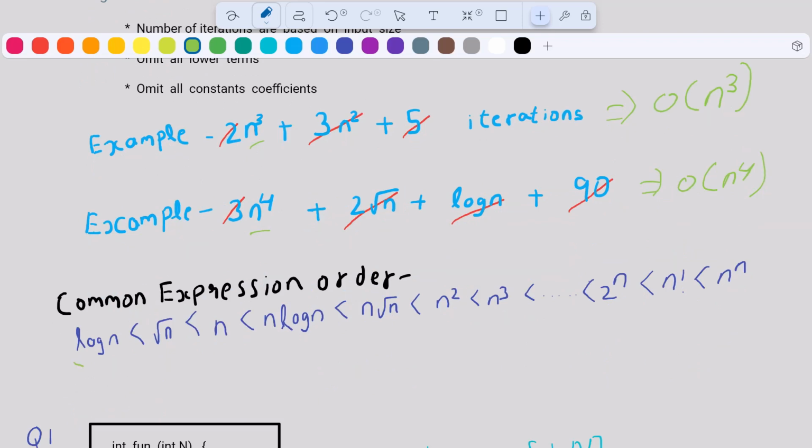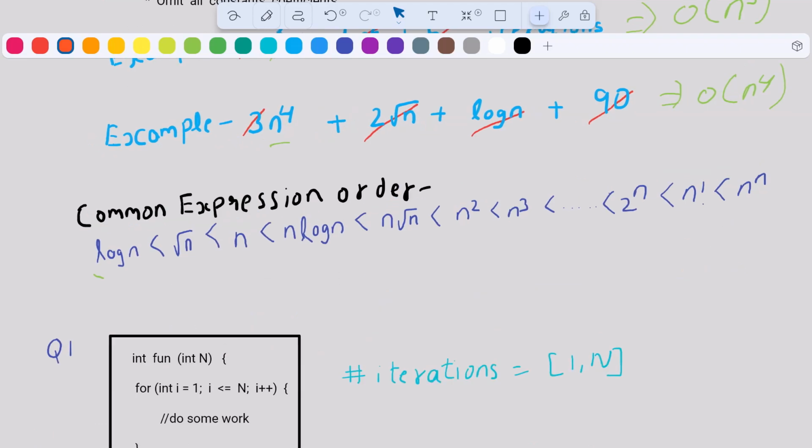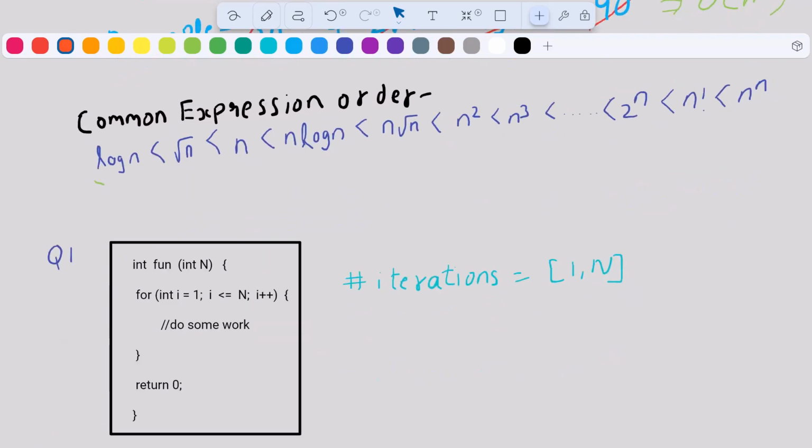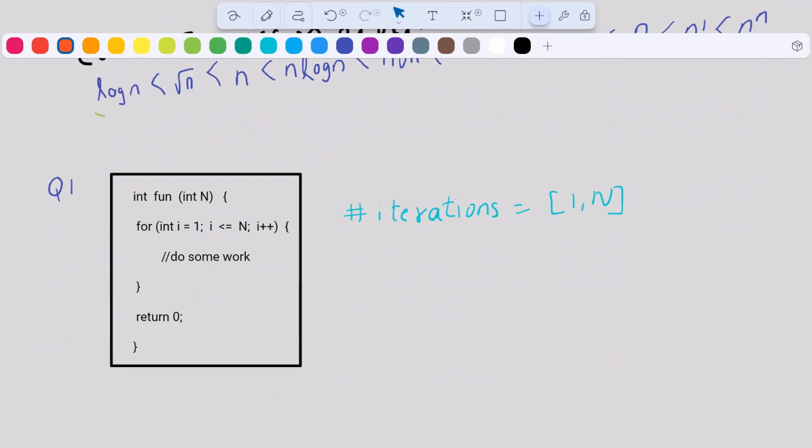There is also an order of expressions which you should know: log n is less than root n, and root n will be less than n, which is less than n log n. n log n will be less than n root n, and that will be less than n square, and n square will be less than n cube, and as we go further, it will be less than 2 to the power n, and that will be less than factorial n, and factorial n will be less than n to the power n. So now with some examples, let's try to understand and calculate the time complexity.